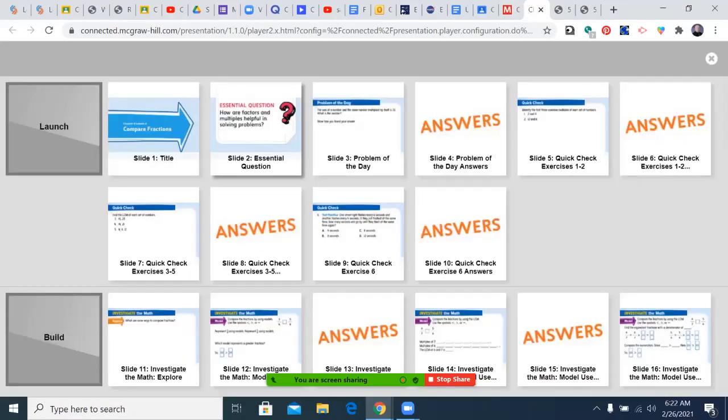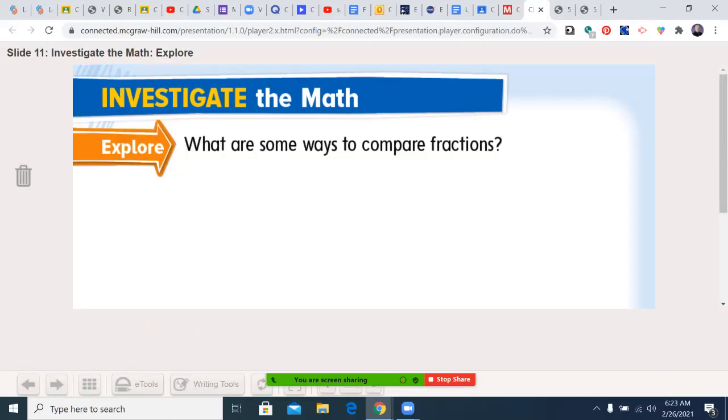Let's begin with our investigate. This part is not in your textbook. So just kind of follow along and listen. If there's any important notes, feel free to take them. So what are some ways to compare fractions? Well, I could make a model. I could use least common multiples to get equivalent fractions so that I have common denominators. That's just a couple.